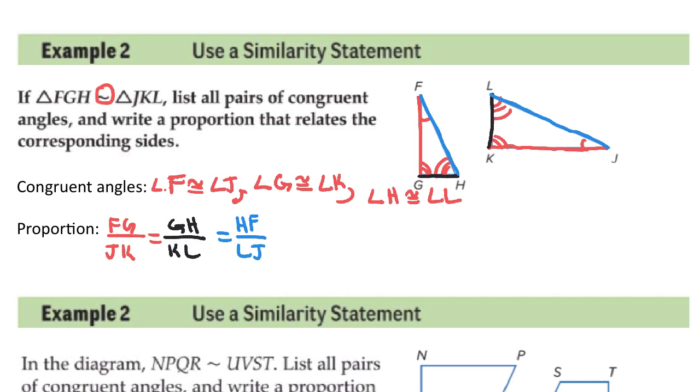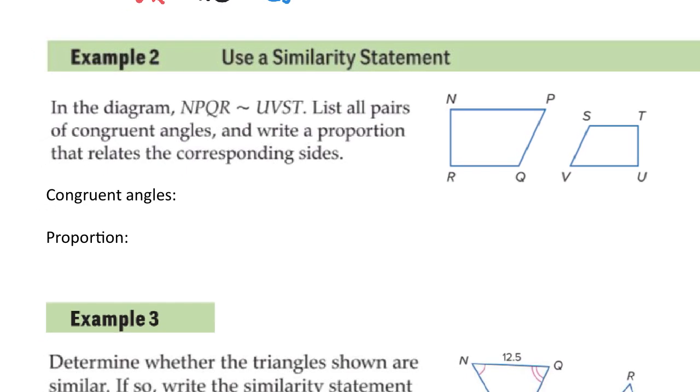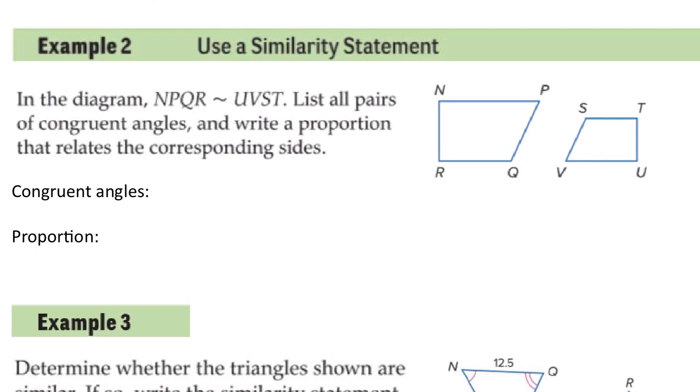In the diagram, we're told that NPQR is similar to UVST. List all pairs of congruent angles and write a proportion that relates the corresponding sides. Why don't you try this on your own and then come back and we'll see how you did.